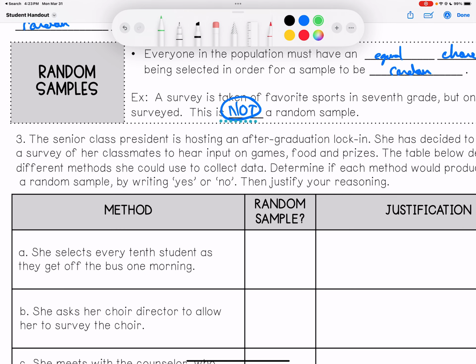The senior class president is hosting an after-graduation lock-in. She decided to conduct a survey of her classmates to hear input on the games, the food, and the prizes. The table below describes different methods she could use to collect the data. Determine if each method would produce a random sample by writing yes or no, and then tell us why. So I'm going to pause now and let you go through this and tell me if it's random. Pausing now.